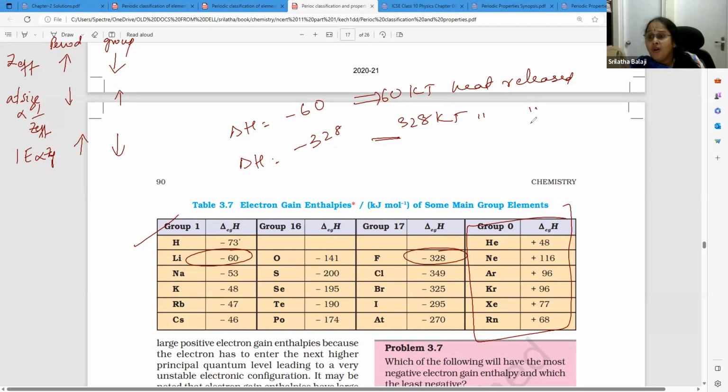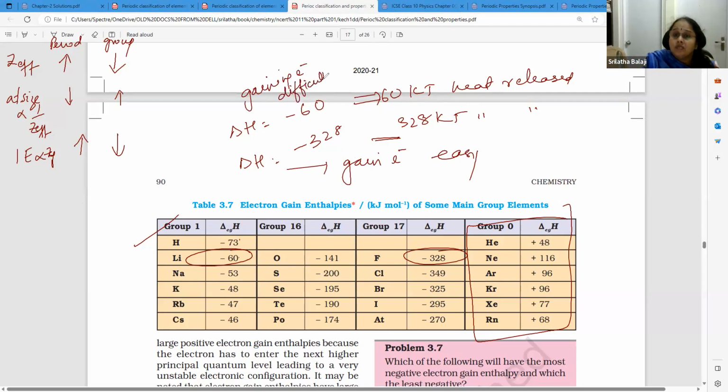So, more heat is released, more energy released is an indication that gaining of electron is easy. Understand this. That's the key point. More heat released, so gaining of electron is easy. Less heat released, gaining electron is difficult. Did you get the meaning? This is something that you have to catch.